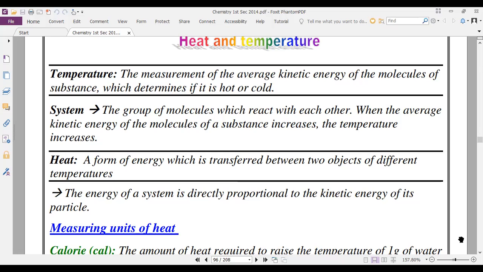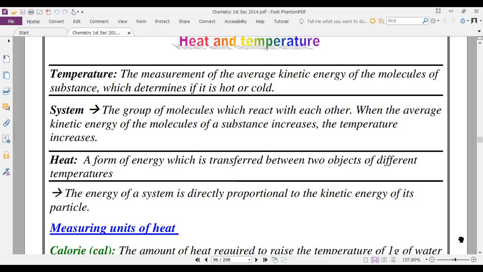I don't understand the idea of the system here. System: the group of molecules which react with each other, as if you made a reaction between magnesium and oxygen. The system includes molecules of magnesium and molecules of oxygen that react with each other, forming the product, right? So system means the group of molecules which react with each other as the reactants of a chemical reaction.